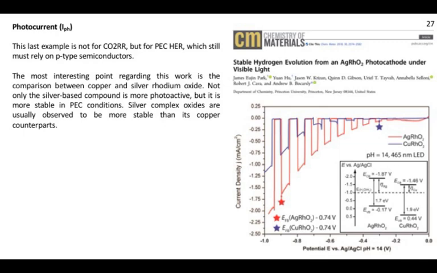And finally, this is not exactly for CO2 reduction, it's for hydrogen evolution, right? So for proton reduction. But it's pretty much the same thing that we're looking for. But the interesting thing here is that it's a silver-based complex oxide, and it is shown that the photocurrent for this material is much higher than its copper counterpart. So silver oxides are also really interesting, and they are usually more stable than copper-based oxides in photoelectrochemical conditions.